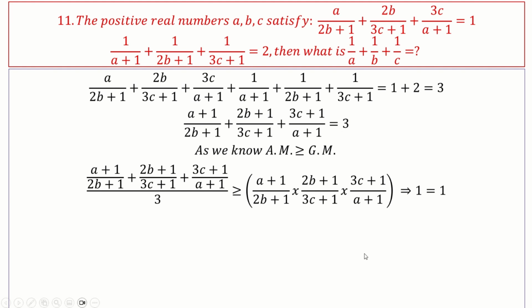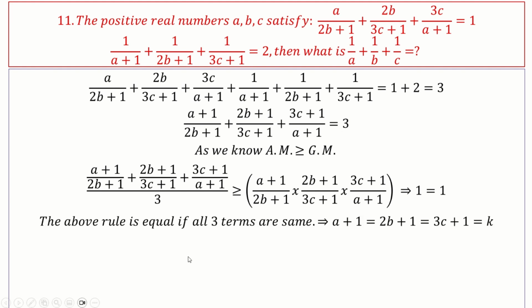And AM will be equal to GM only when all the three numbers are the same. Only then is the arithmetic mean equal to the geometric mean. So a plus 1 equal to 2b plus 1 equal to 3c plus 1, which is equal to k. Each term is equal, and if you call this some constant, then a plus 1 equal to 2b plus 1 equal to 3c plus 1 equal to k.